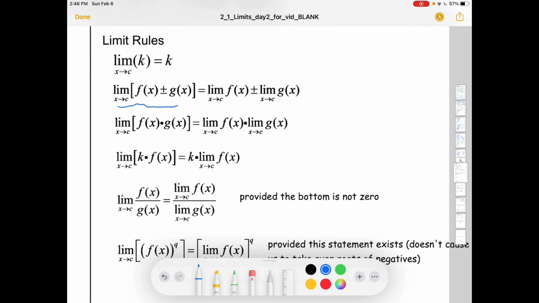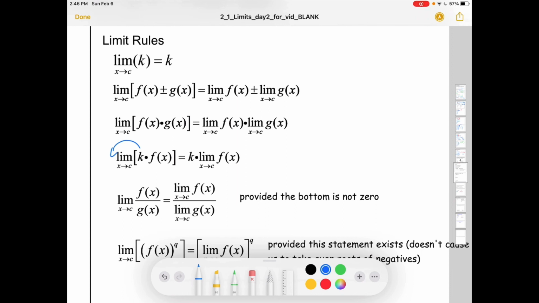This one here says the limit of a sum of functions can be split apart into the sum of those limits, which may or may not be helpful to us eventually. If you have multiplication, well, you can split that apart. If you have a constant, you can pop a constant out front, and this all seems very abstract right now.